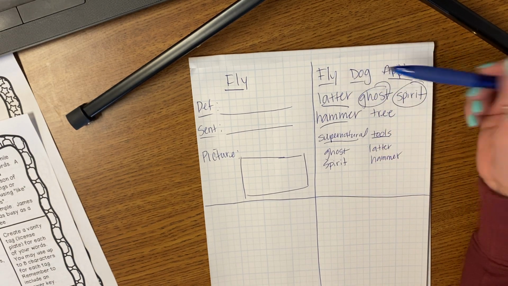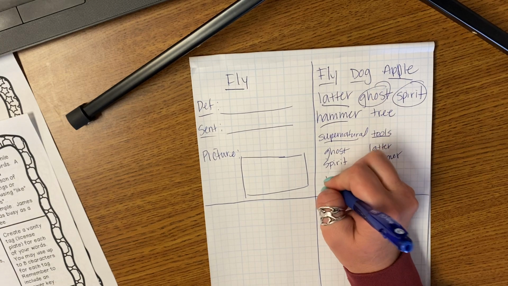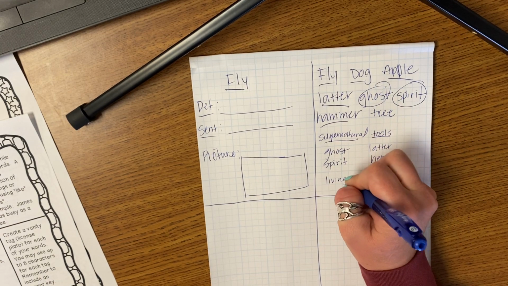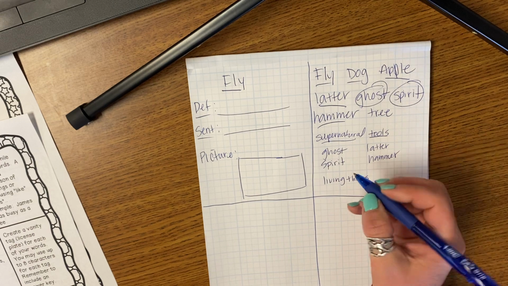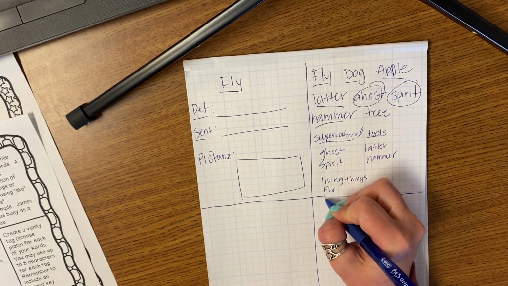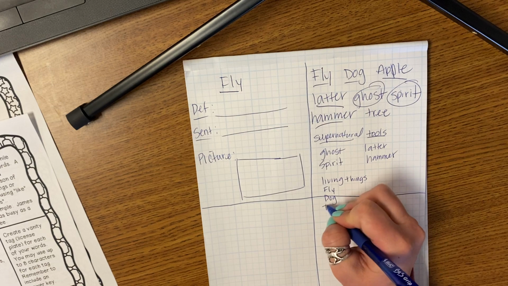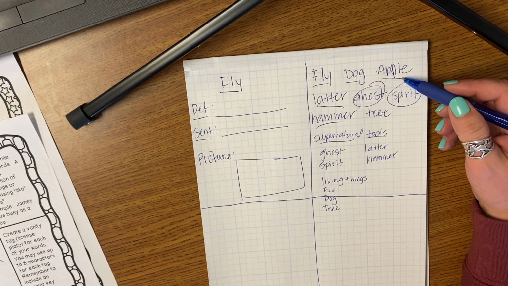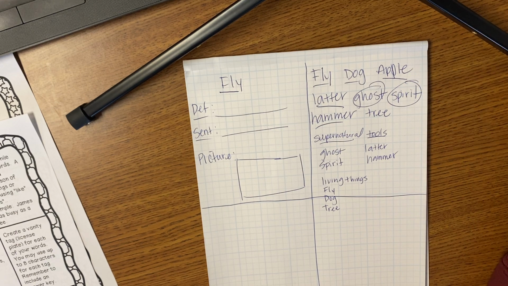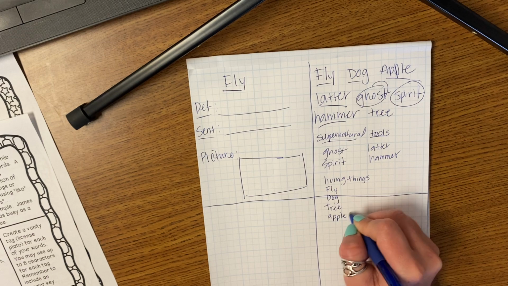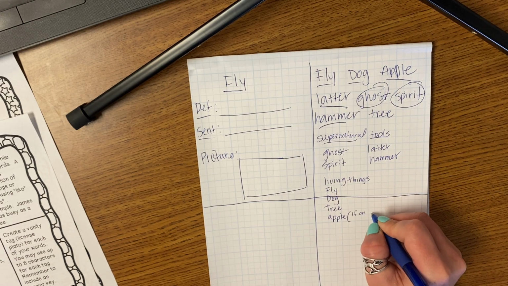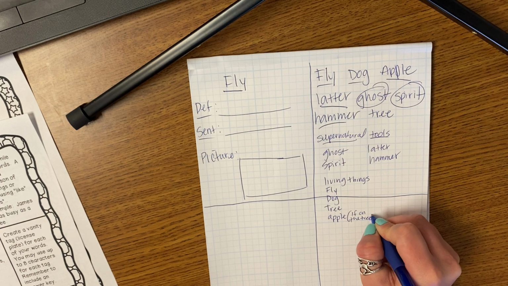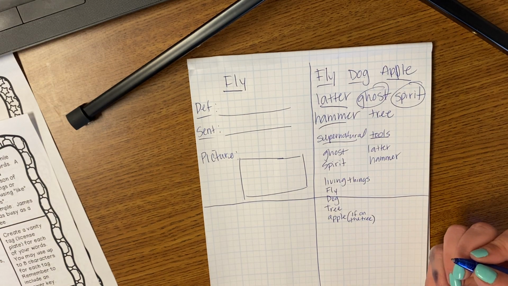Then fly and dog. I want a group that's living things. Okay, and I can put a fly, a dog. I could put a tree in that category too. Apple, though, is not a living thing. Well, it is if it's still on the tree. But once you pick it off the tree, then it's not living anymore. So I guess I could put apple under here. But if on the tree, okay, it's living.